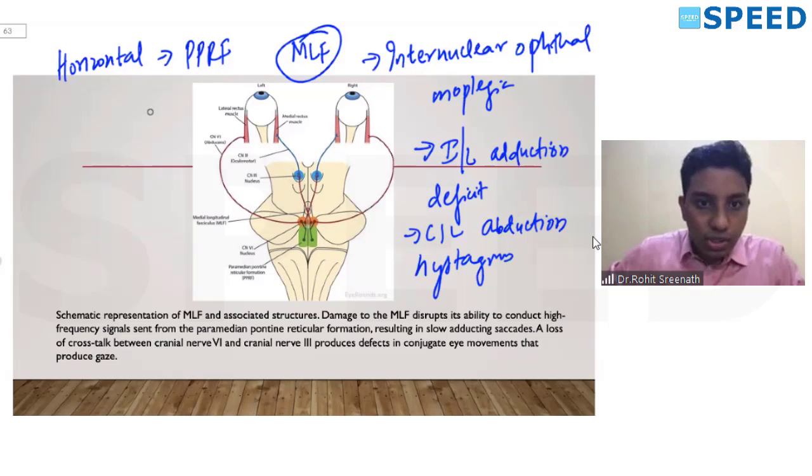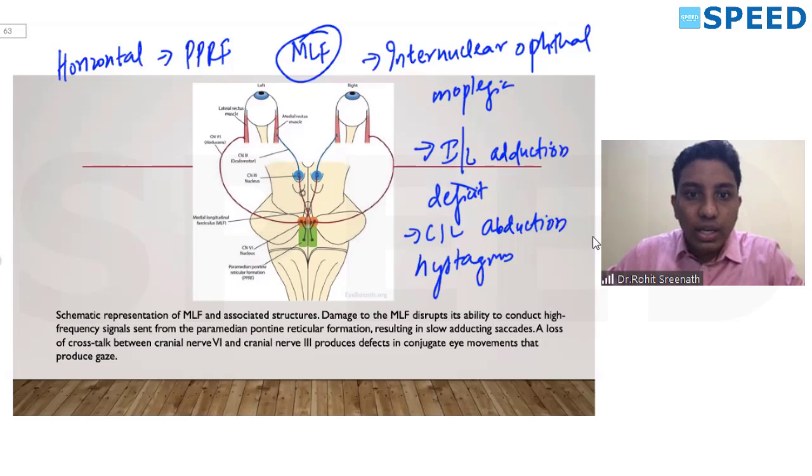So this is the representation. Here we can see the impulses from the medial rectus are transmitted via the third cranial nerve to the medial longitudinal fasciculus. From the medial longitudinal fasciculus, via the internuclear neurons, it goes to the parapontine reticular formation. The parapontine reticular formation forms the horizontal gaze center. From the parapontine reticular formation, via the abducent nerve, the impulses are transmitted to the lateral rectus. This is how the horizontal gaze center is regulated.